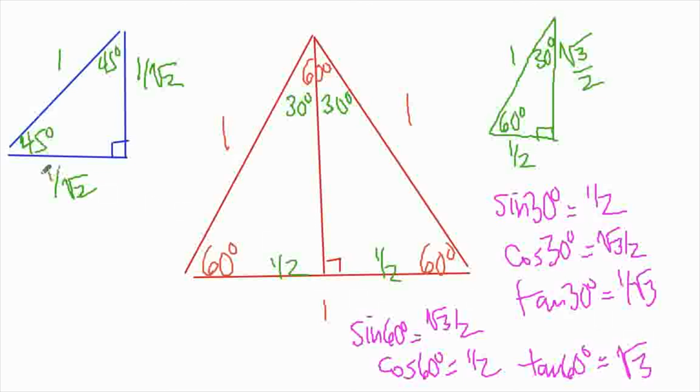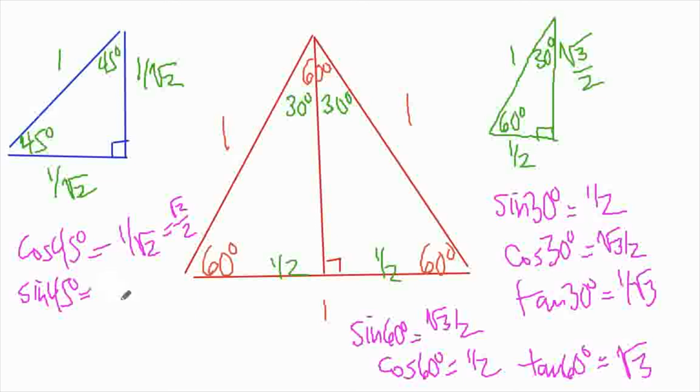Let me now do 45. Cosine of 45 degrees, adjacent over hypotenuse, 1/√2, or if you like, √2/2, same thing. The sine of 45, you will see, is the same thing, 1/√2 or √2/2. And then the tangent of 45 degrees, opposite over adjacent, that can only be 1. All right, and that concludes the trig review for this video.